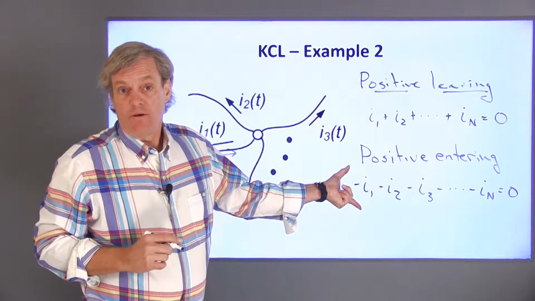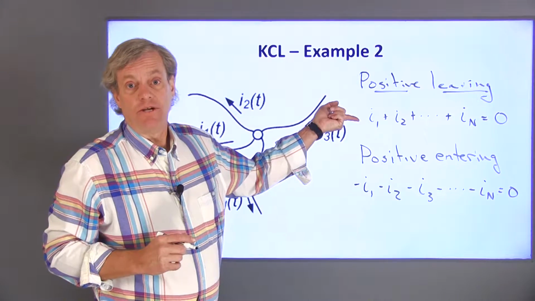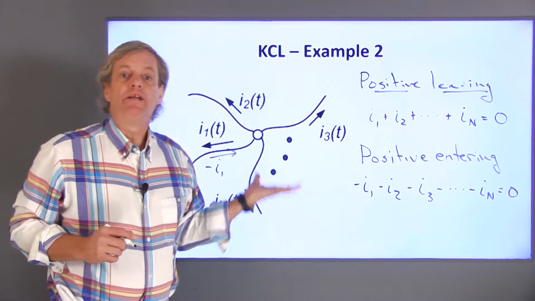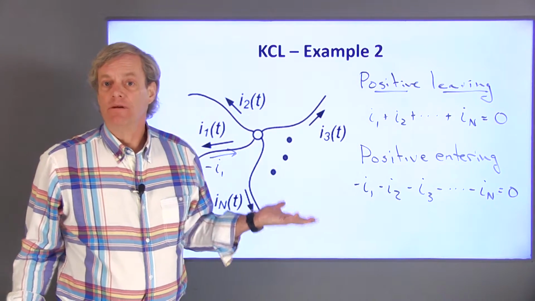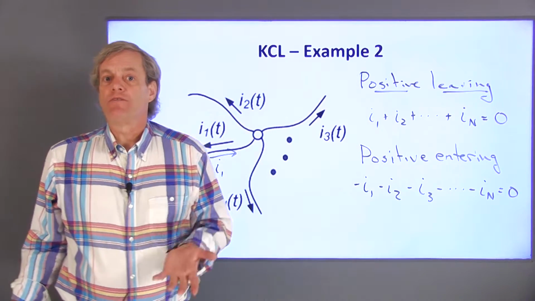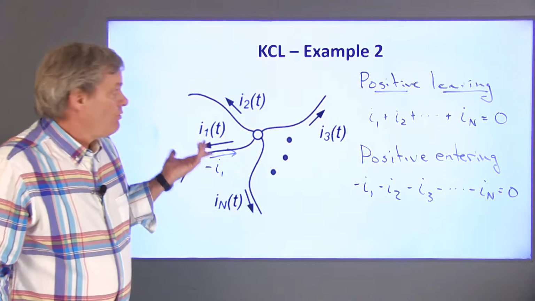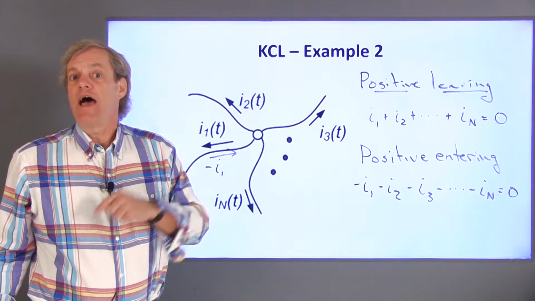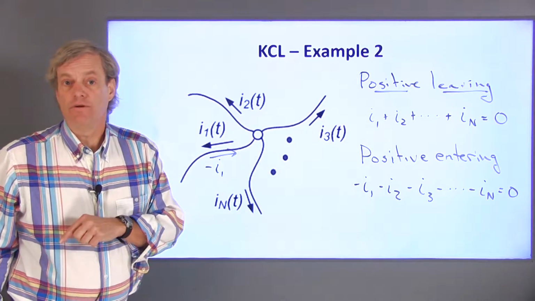If I multiply this equation by negative 1, I get this equation. Also notice that from these equations, at least one of the currents will need to be negative. This simply means that at least one of the currents will be entering the node, which is consistent with our alternate statement of KCL. The currents entering the node have to be balanced by the currents leaving the node.